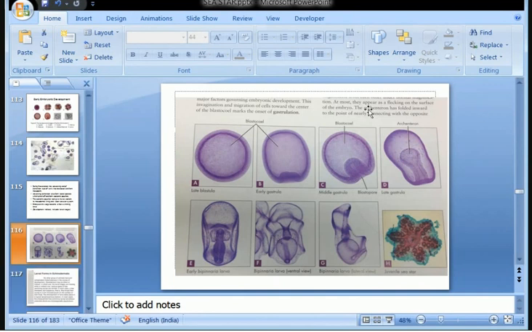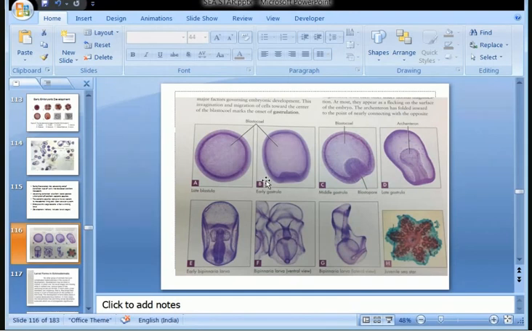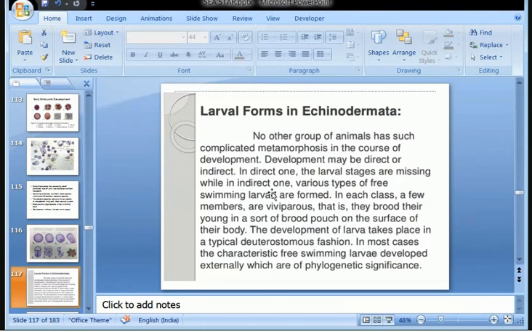So this is the early development where after external fertilization, zygote formation occurs, which is a 2N stage, and then the mitotic cell divisions continue. That is the cleavage part, and that leads to formation of morula. Morula then transforms into blastula, blastula into gastrula, gastrula into the various larval stages and the adult stage. So now we'll be talking about these larval forms in echinoderms.